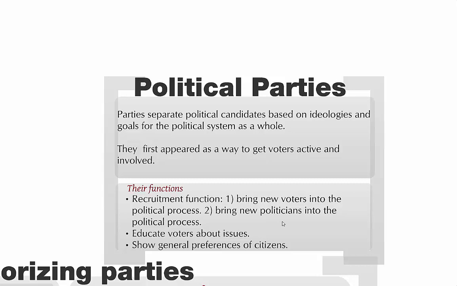A lot of people who want to run for office get their schooling within the party on how to do it, and also key infrastructure and support when they want to run for office. So they recruit both the voters and the politicians.